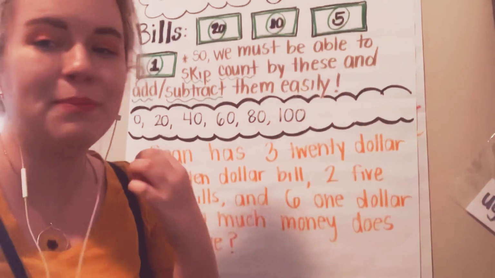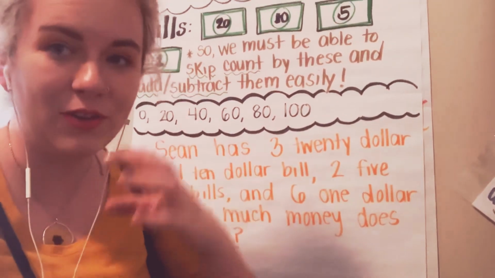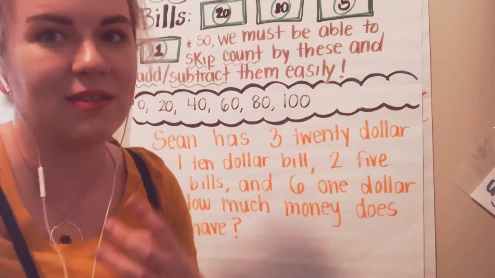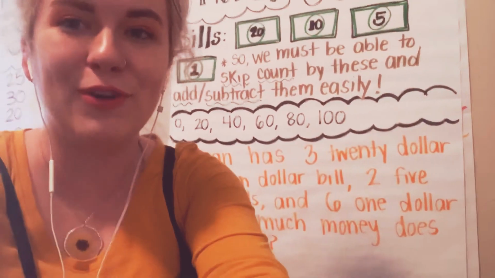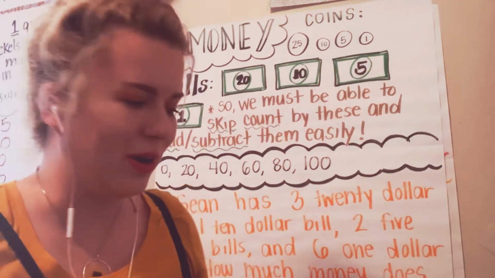You have to really break it down and find out the individual worth of all the different kinds of bills and then add them together in a vertical addition sentence. So let's work on that now.